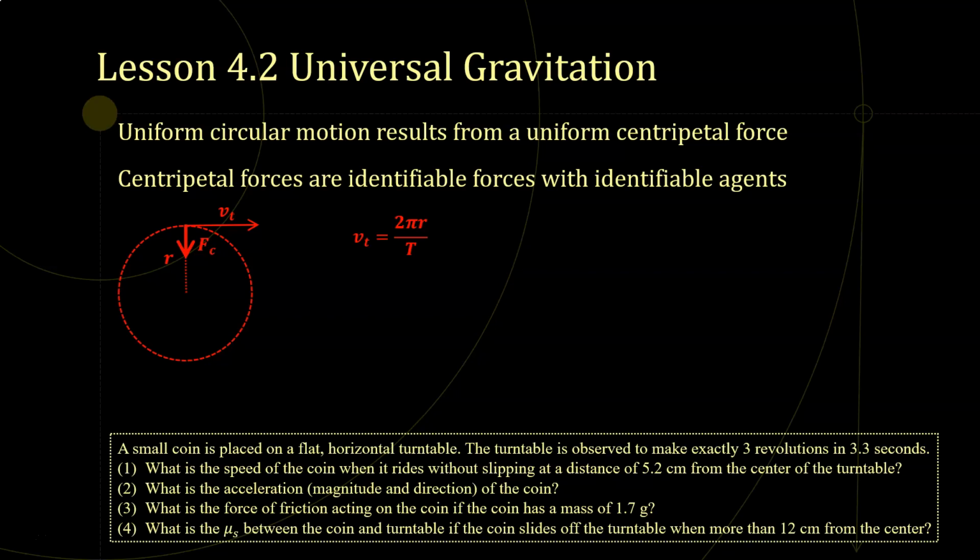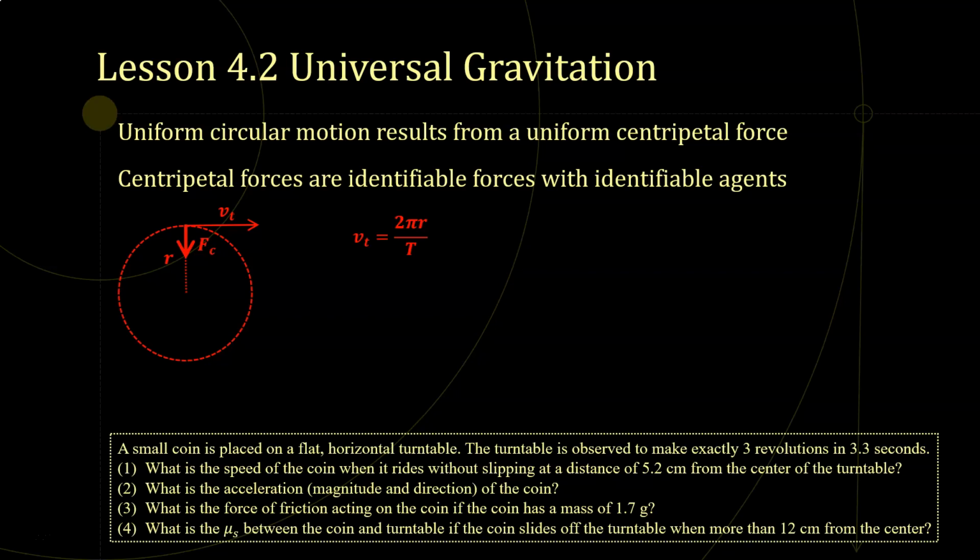And the first bit of math I'm going to do, I'm going to note that that tangential velocity can be calculated by taking the distance around the circle divided by the time it takes to go around the circle once. Distance around a circle is the perimeter, circumference, 2 pi r. And the time it takes to go around once we note with a special variable, capital T, for period.